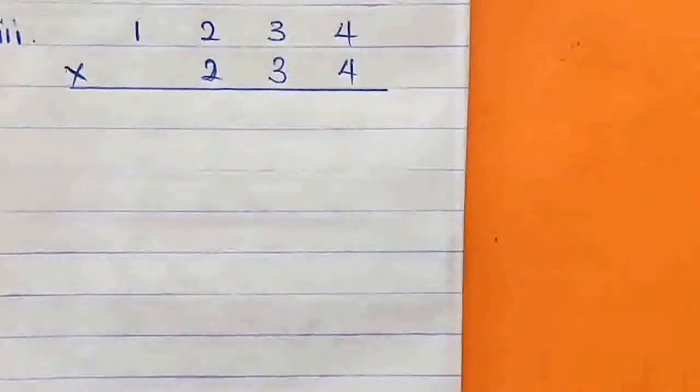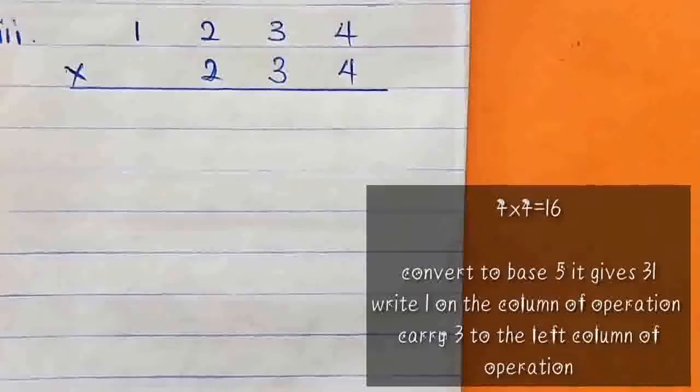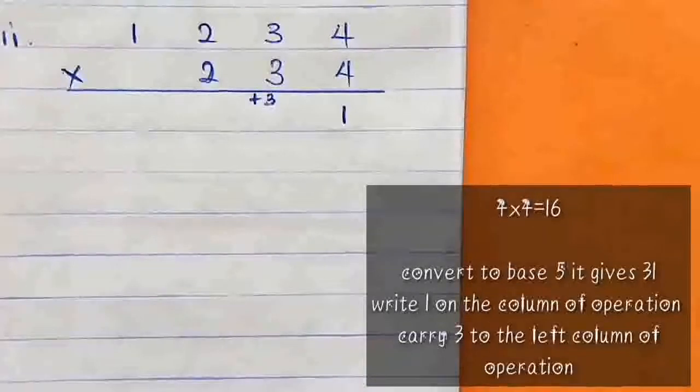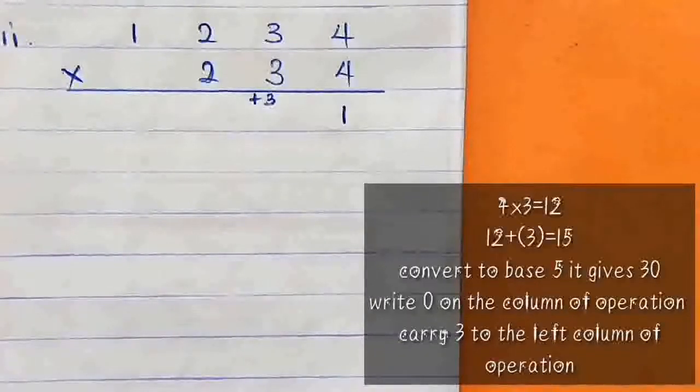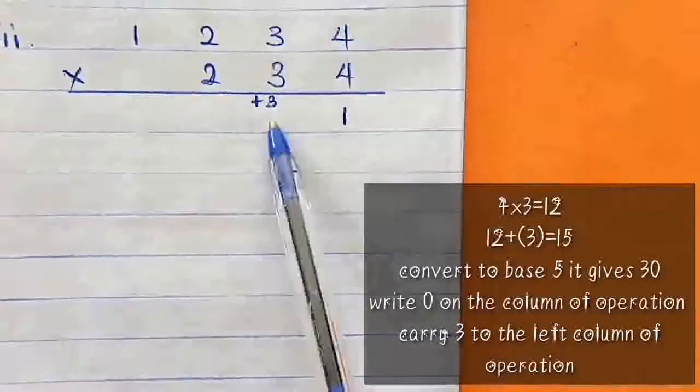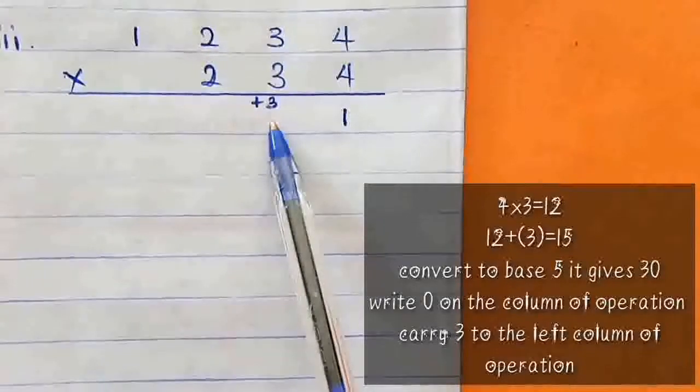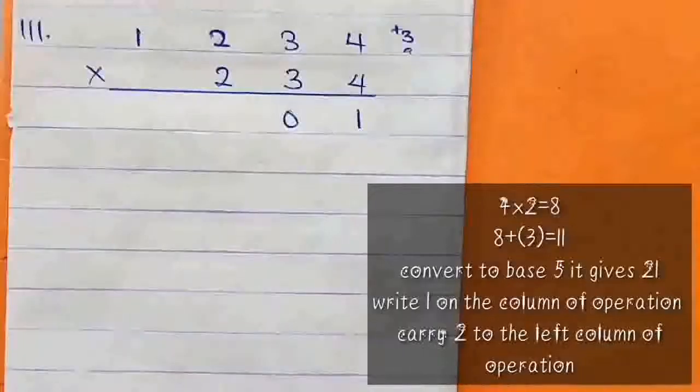This is to be done in base 5. 4 times 4 will give us 16. Convert 16 to base 5, we will have 3, 1. We write 1, carry 3. 4 times 3 will give us 12. Plus this our 3 here, we will have 15. 3, 0 in base 5. Therefore we write 0, carry 3 again.